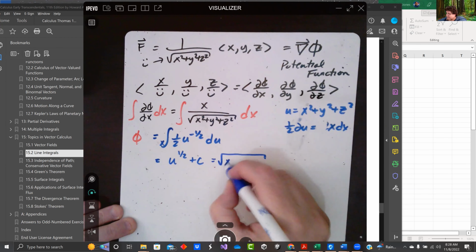But since we were doing partial derivatives with respect to x, the constant can be a function of y and z as well. Because the partial derivative of a function that's only got y's and z's in it will be 0 as well. So this is our constant. With respect to x, this is constant.